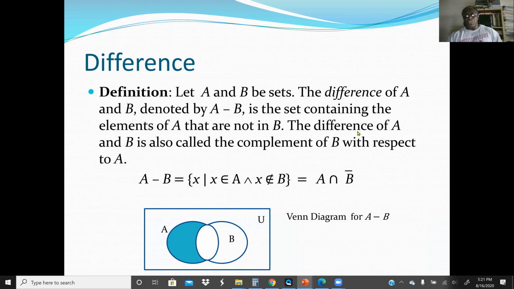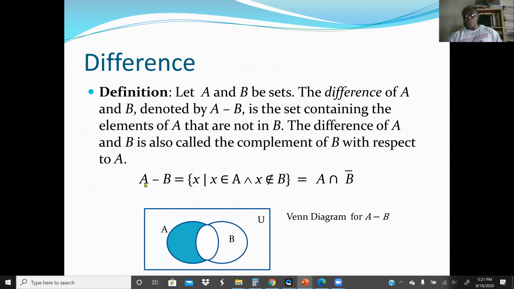So the difference of A and B is also called the complement of B. If we understand the concept of complement, because we said, okay, here I'm subtracting B from A, so the answer that I will get means there's no B element inside. So the difference of A minus B will be the complement of B. Or the difference of B minus A will be the complement of A, because the answer will be all the elements, but that doesn't have A inside. So it's the complement of A.